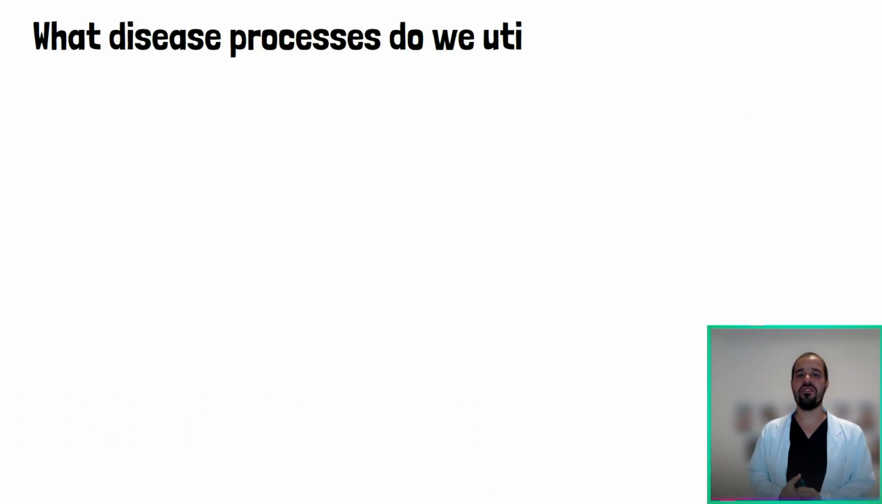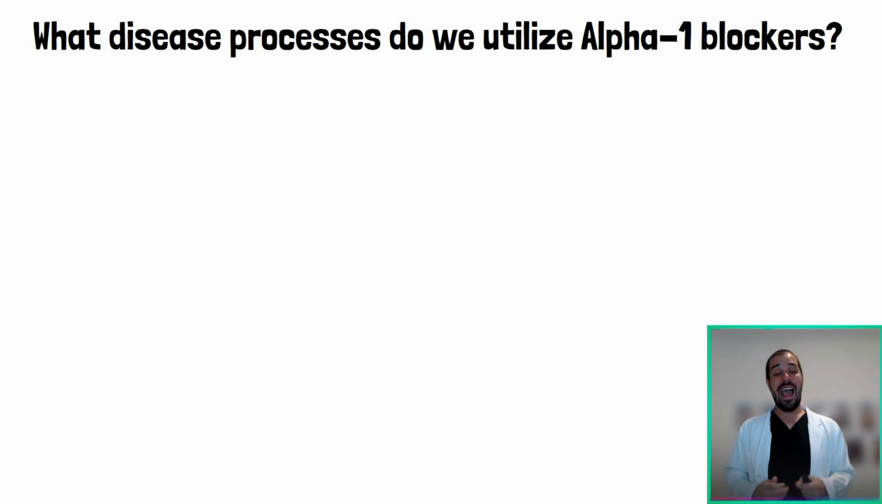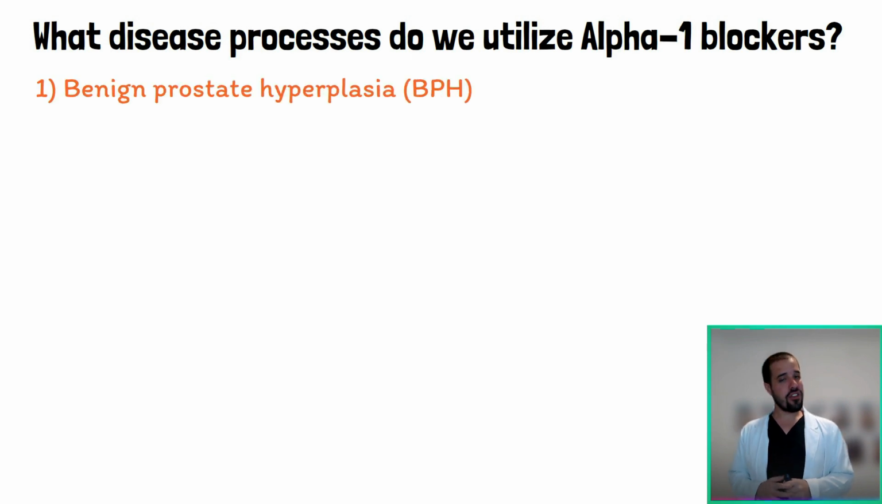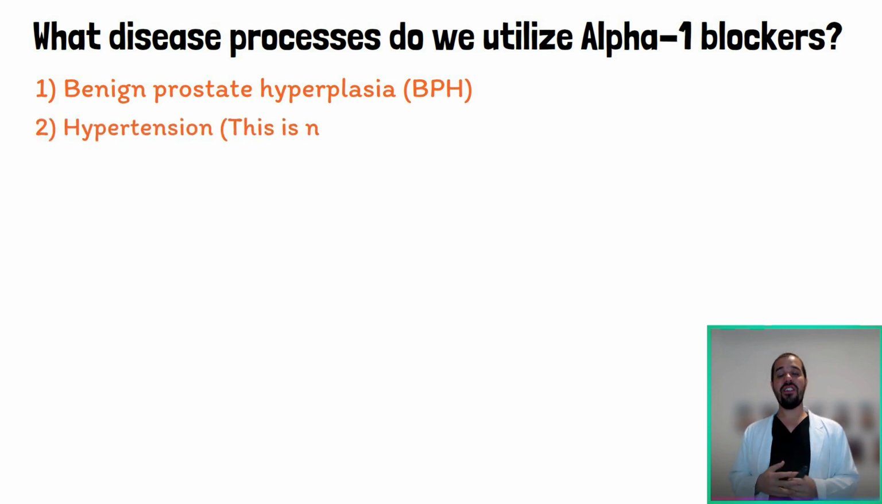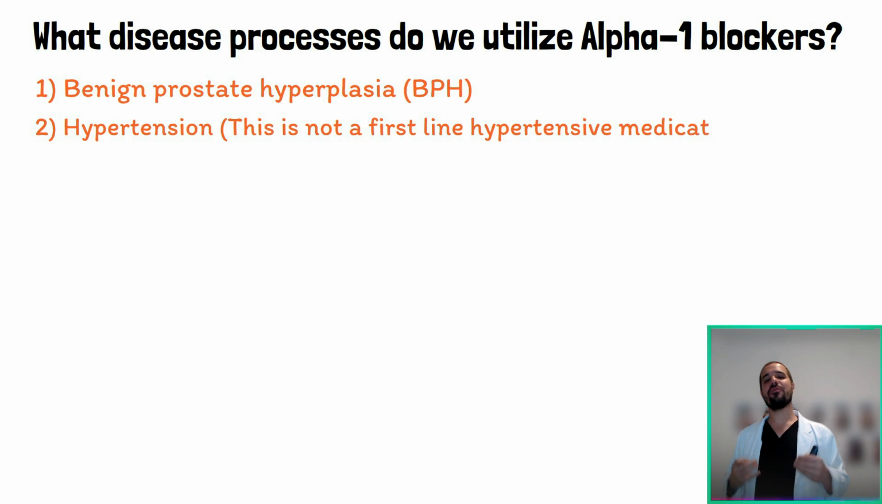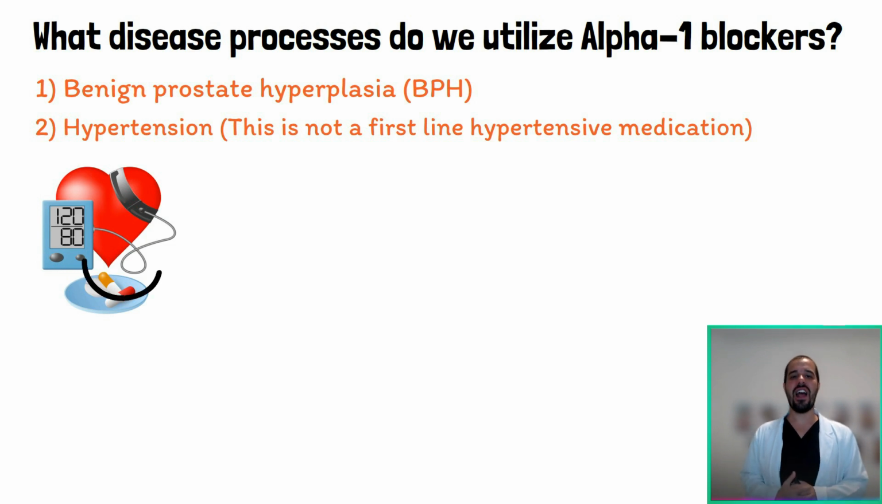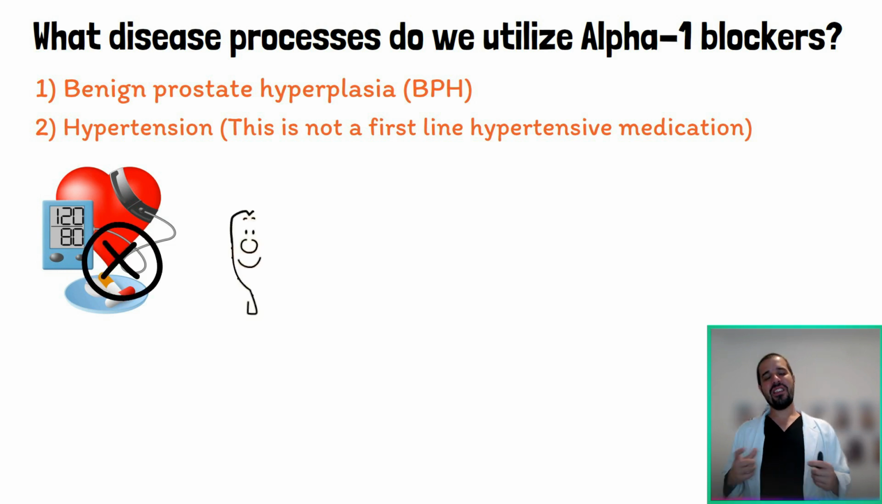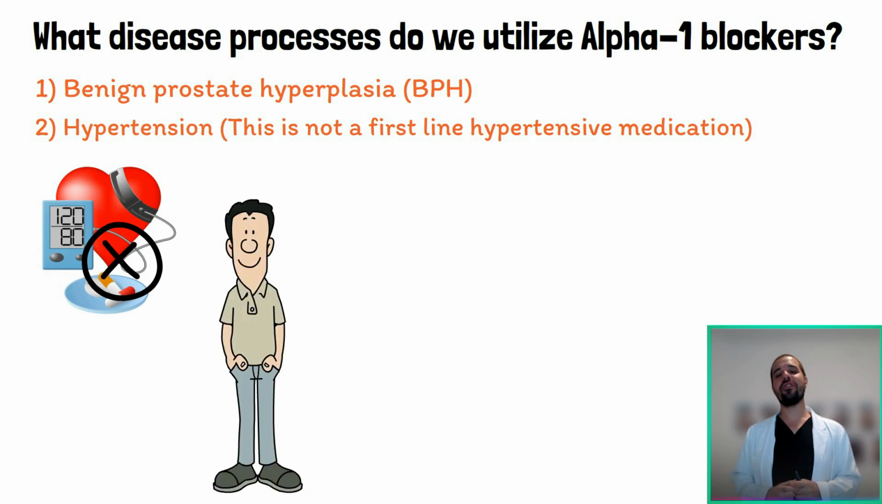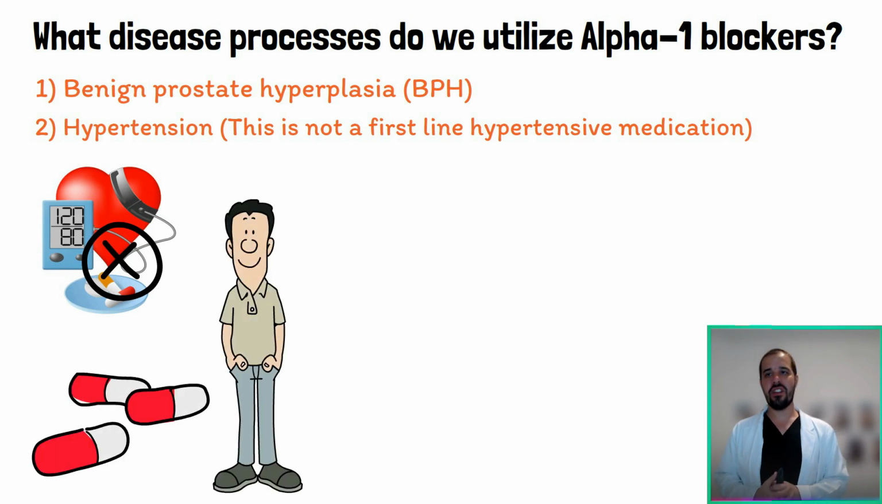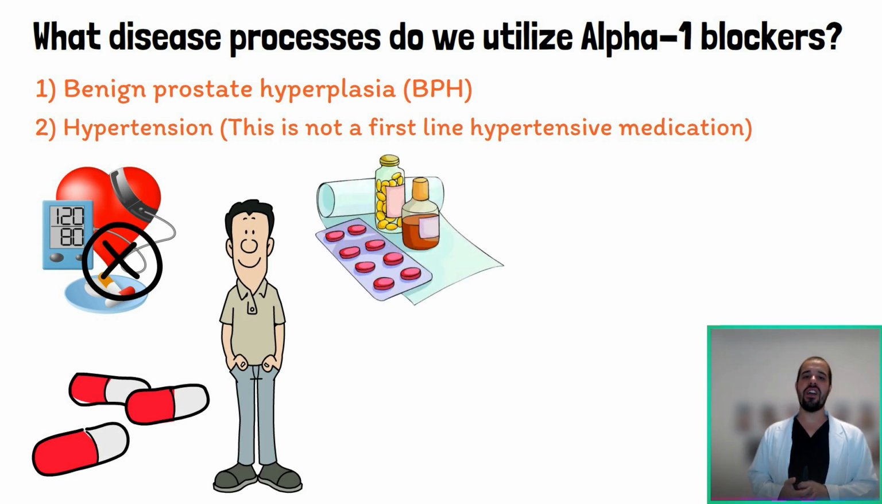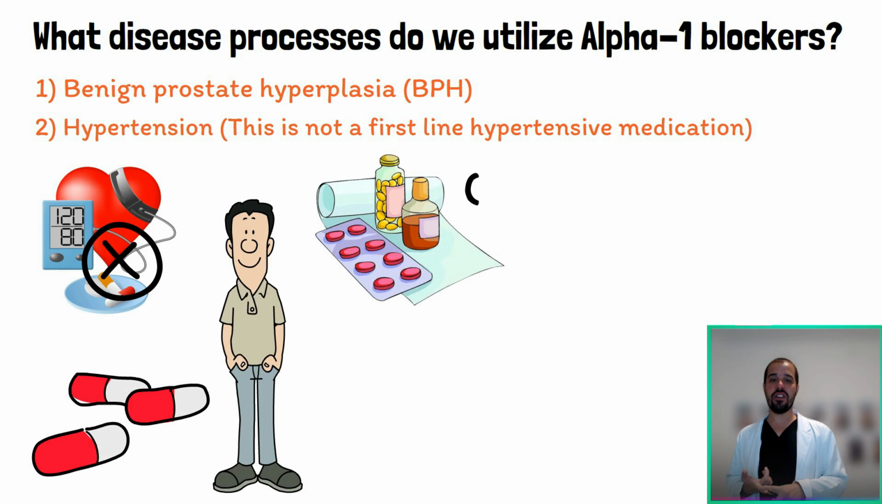What disease processes do we utilize alpha-1 blockers for? As I just stated in the prior subcategory, we use it for enlarged prostates, such as with benign prostate hyperplasia. We also utilize this for hypertension. This is not a first-line hypertensive medication. I want you to circle and highlight that. This is not a first-line hypertensive treatment. The main treatment, though, is, as I just previously stated, enlargement of the prostate. This medication, I like to emphasize as well, is safe to use in your renal populations, your diabetics, and your COPD patients.